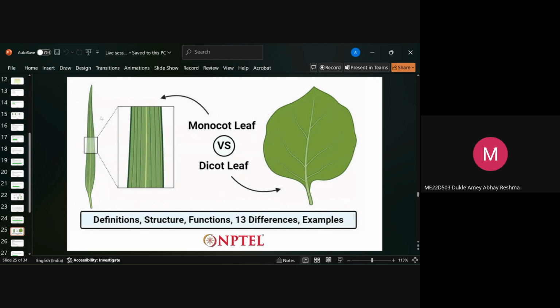So basically, you can look at the leaf structure. In nanochemistry or nanotechnology per se, the higher the surface area, the better the efficiency. So here you can see the surface area of the dicot leaf is more than the monocot leaf, so that leads to better uptake of nanoparticles. So that is how it works.